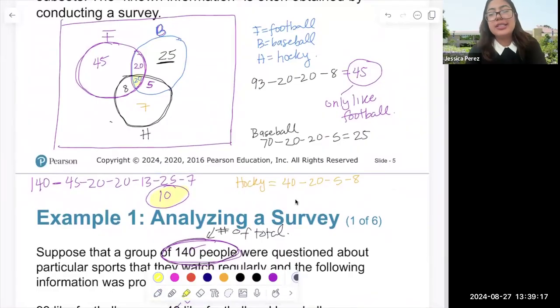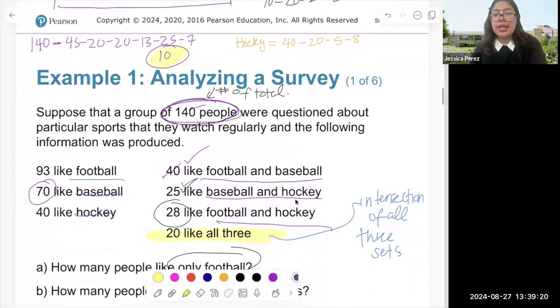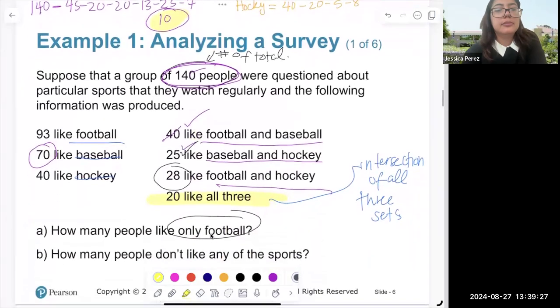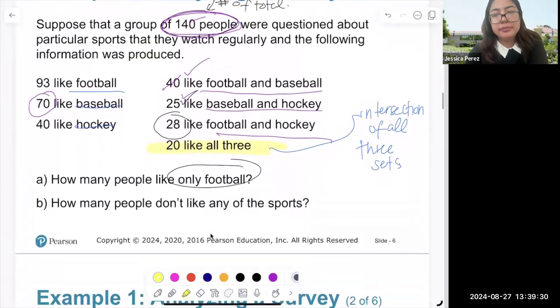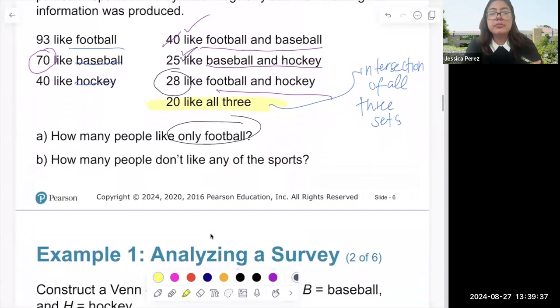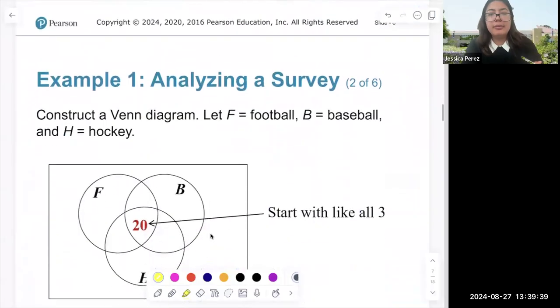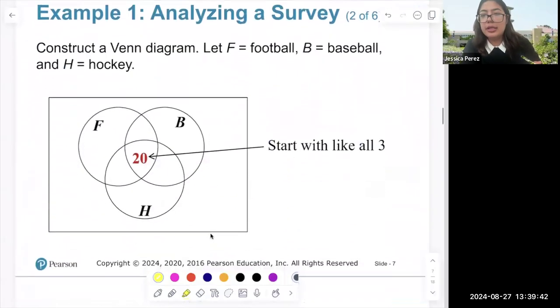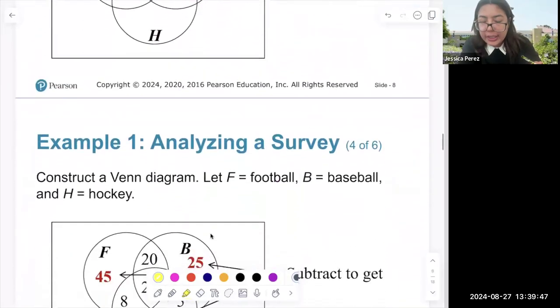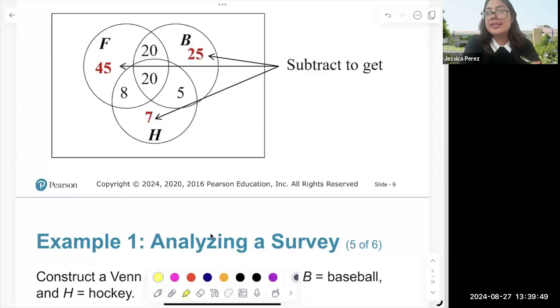Again, this is called a Venn diagram. What I did, we started again on number 1, the intersections of all the 3 sets. That's where we have to begin first. And then we start building up our Venn diagram by subtracting values from the given information. Okay. So that is analyzing a survey. There it is. That's exactly what we did. That's where we started. We let F be. We already completed the solution. So there it is. It matches with what we have.